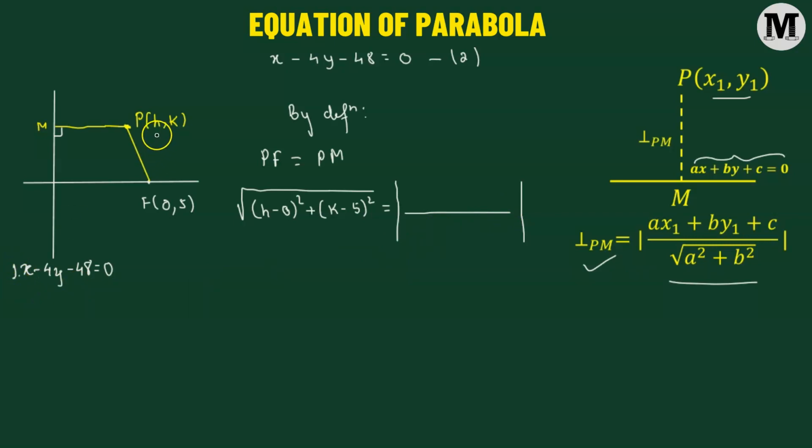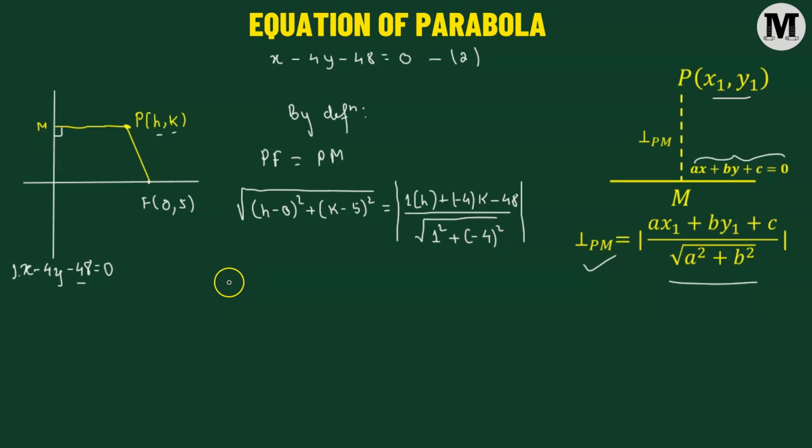That's 1. 1 gets multiplied with the x coordinate of point P, so we have 1 multiplied by h, added to the coefficient of y, which is negative 4, multiplied by the y coordinate of point P, that's k in our case, and then add the constant term, so we have negative 48 here. Then in the denominator, we take the square root of the sum of the squares of the coefficients of x and y. That means take the coefficient of x, square it, and then add it to the coefficient of y, which is negative 4, squared.